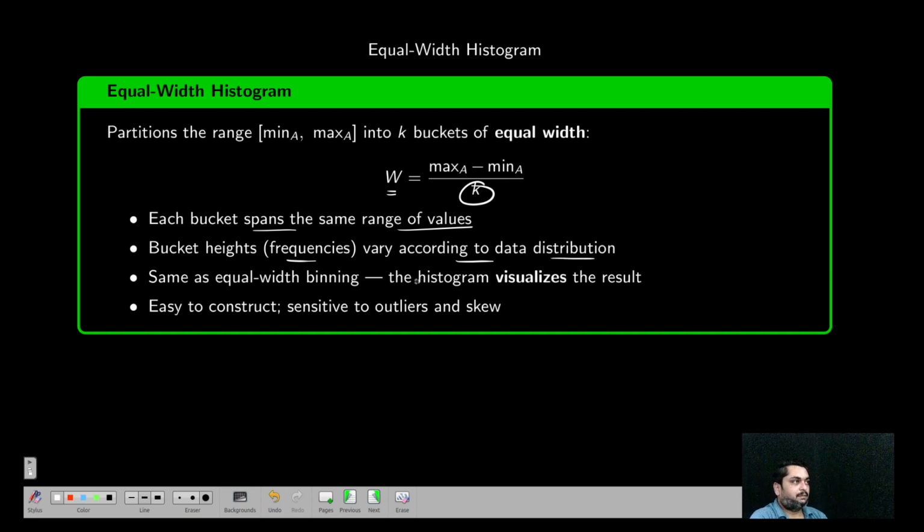There can be more data items present in each bin, because the width is fixed, that is, the interval is fixed. It is the same as equal width binning. The histogram visualizes the result, so you can imagine it as a histogram for the equal width binning. It is easy to construct, and sensitive to outliers and skewness in the data. Same as your equal width binning.